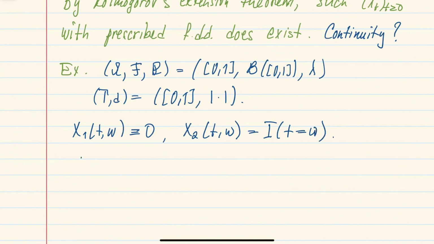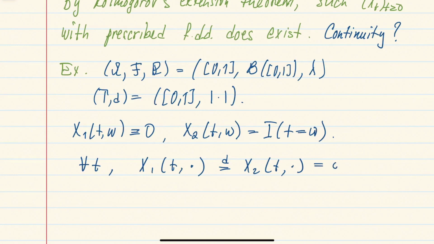Now you can see that for any index t, if you view this as a random variable, as a function of omega, both of these have the same distribution. And the distribution is just a Dirac mass at 0, because for fixed t, the indicator that t is equal to omega happens with probability 0. But x1 is sample continuous here, and x2 is not.